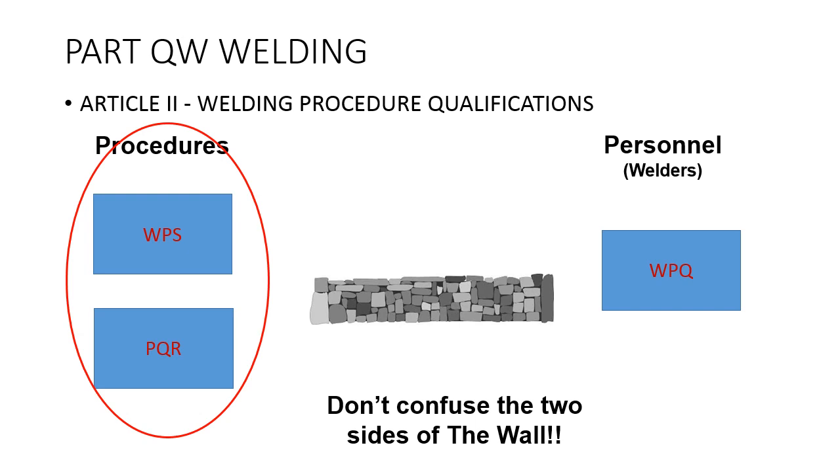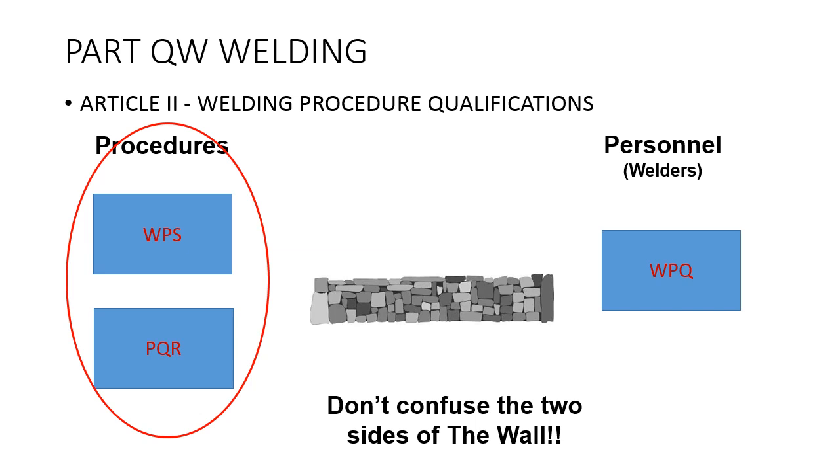So first up, we're going to talk about Article 2, which is Welding Procedure Qualifications. And we'll get into this later on in a later episode, but this is just a cursory overview because I'm talking about QW, so we're talking about the 4 parts. Well, Article 2 just covers procedures. That's it. It doesn't talk about personnel. So if I'm qualifying a WPS or a PQR, I'm going to stay in Article 2. I'm not going to stray out of there and go into Article 3 because Article 3 has nothing to do with procedures.